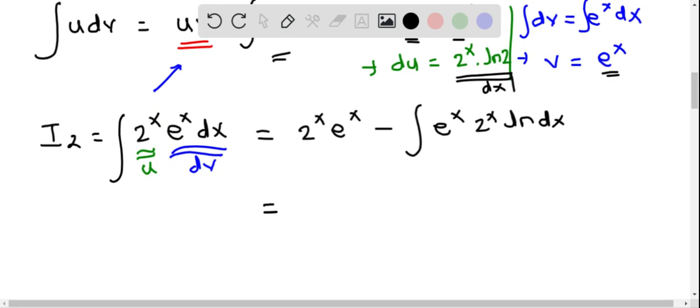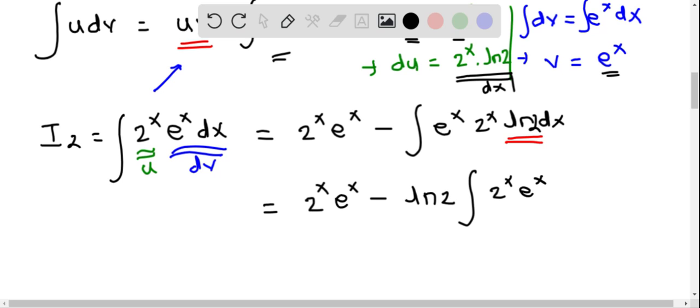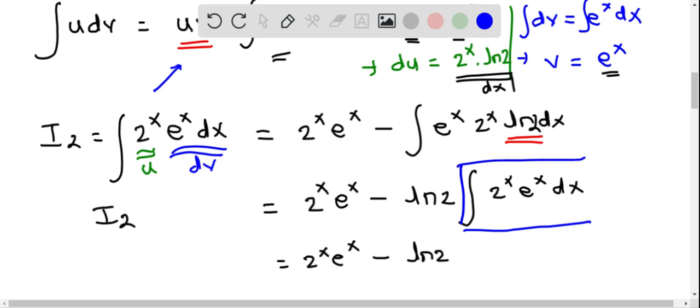We will simplify this. This is equal to 2^x e^x minus, basically we have the natural logarithm of 2 over here. This is a constant, which could be factored out of the integral. So I can write this as natural logarithm of 2 times the integral of 2^x e^x dx. This side we have I2. Now if we look at this integral expression, this basically is our original I2.